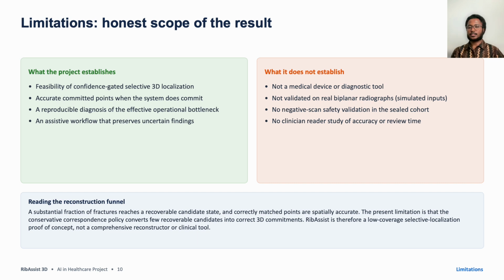Like any research project, RibAssist 3D has some important limitations. It's a research proof of concept, not a medical device or a clinical diagnostic tool. The inputs are CT-derived projections rather than real clinical X-rays, the final test set is relatively small, and I have not conducted a clinical reader study yet. So while the project shows that selective 3D localization can be accurate, it's still an early-stage system. Future work will focus on improving coverage and validating the system in a realistic clinical setting.